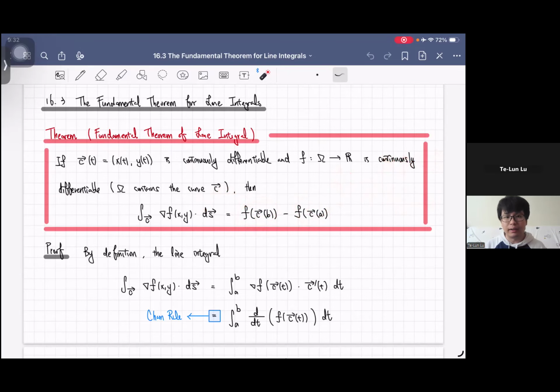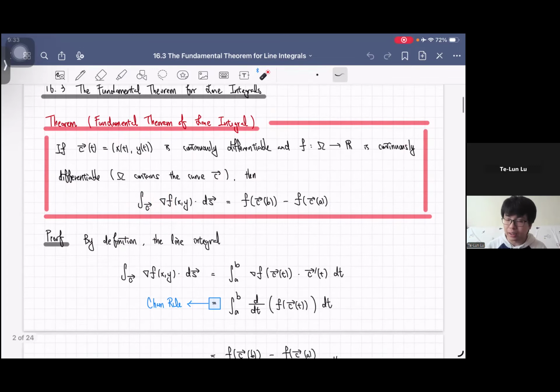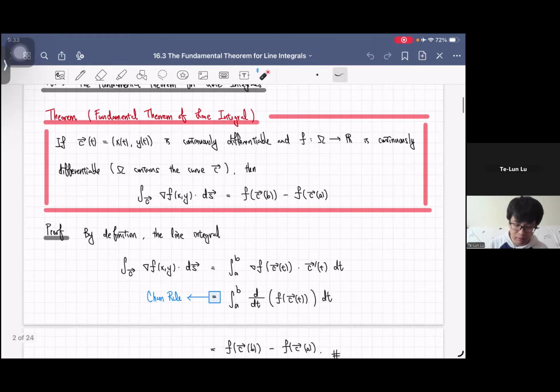So you see that this is actually a very direct generalization of the one-dimensional fundamental theorem of calculus, because we're basically stating that the integration and differentiation cancel out. The only difference is that in the usual case, the differentiation is just a one-dimensional derivative, right? In this case, the so-called differentiation will be the gradient. That is the only difference. So first of all, let us prove this theorem, and let us see how this theorem actually works.